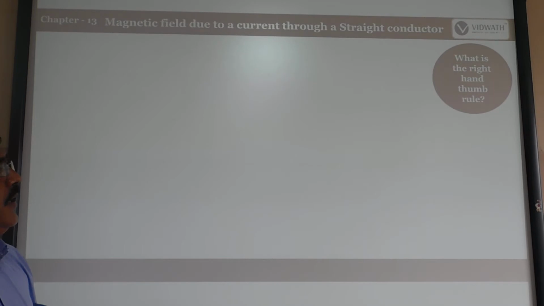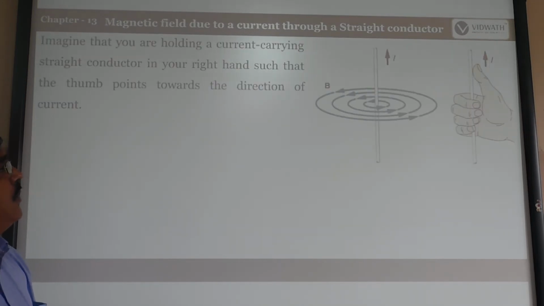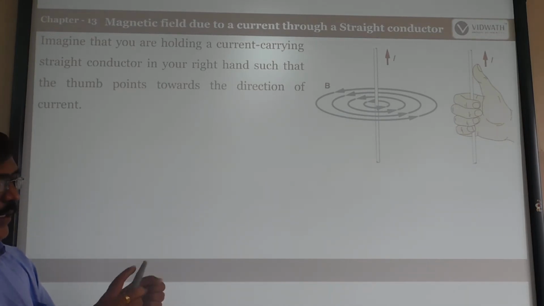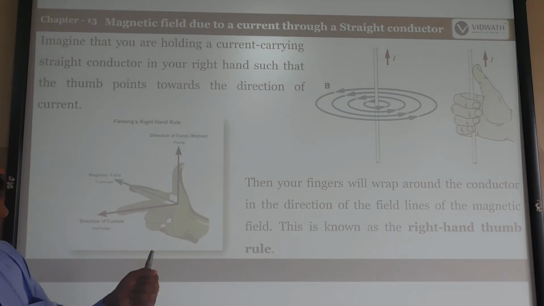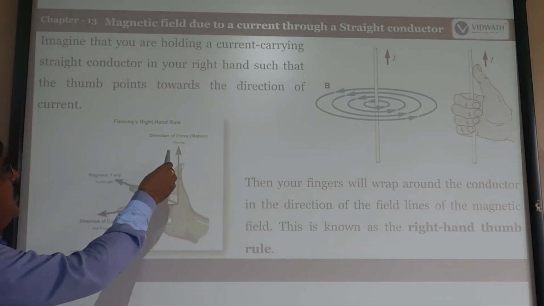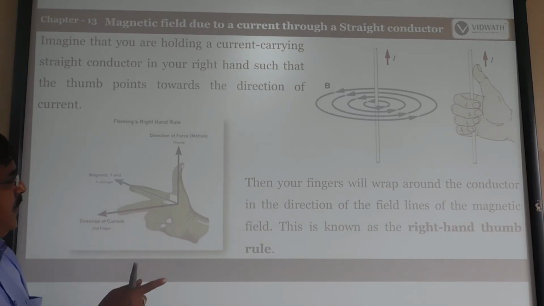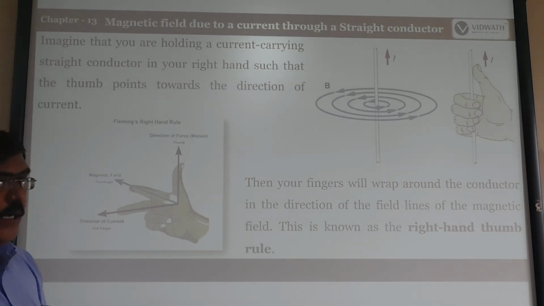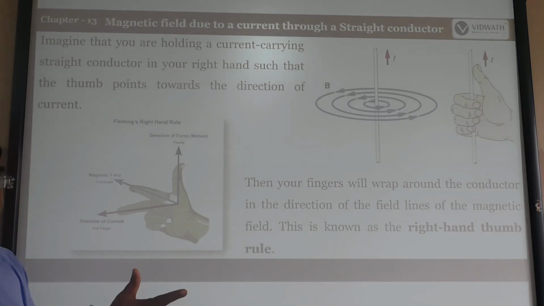So what is the right hand thumb rule? Imagine that you are holding a current carrying conductor in your right hand, such that the thumb points towards the direction of the current. So the thumb indicates the direction of the current, and the curled fingers indicate the direction of the magnetic field. Okay, so this is what we call the right hand thumb rule.